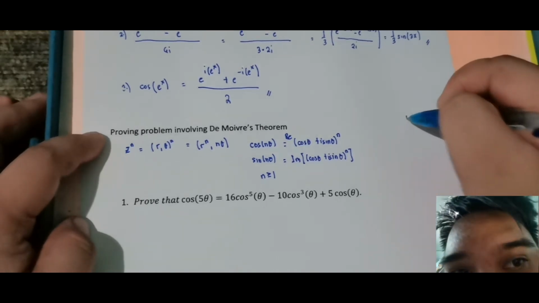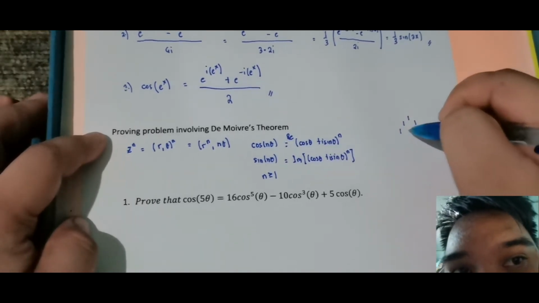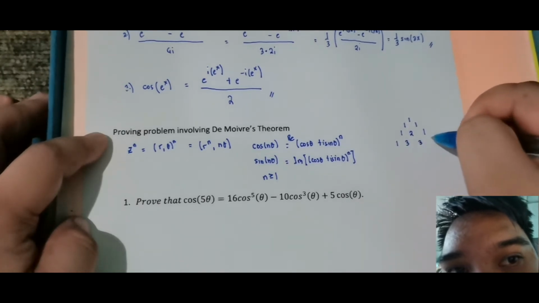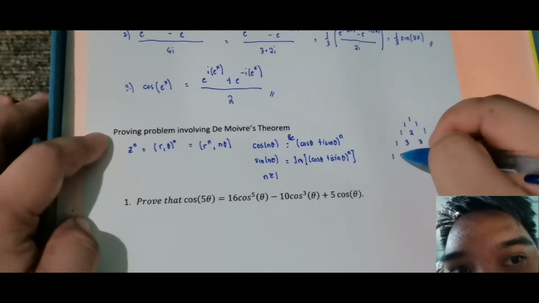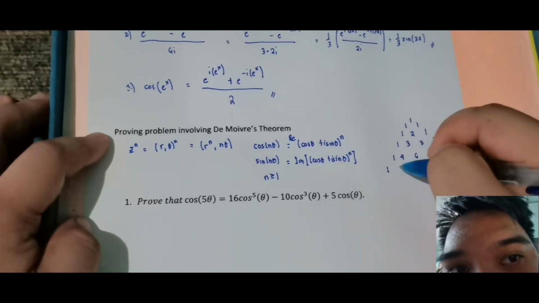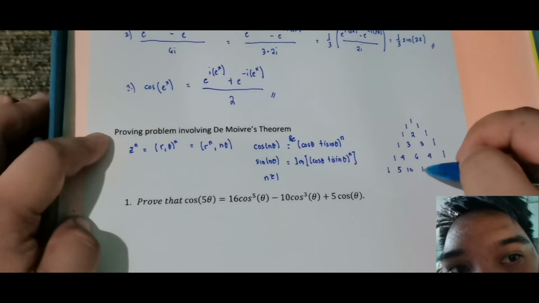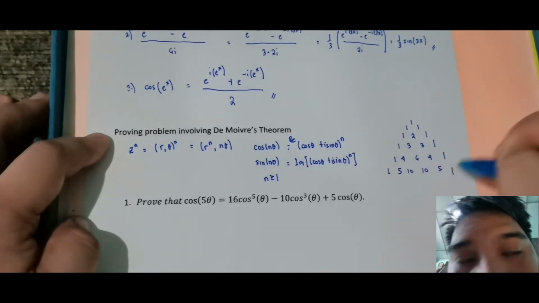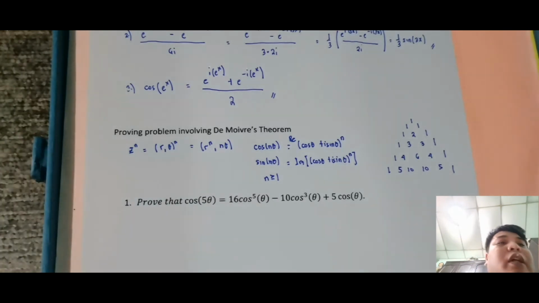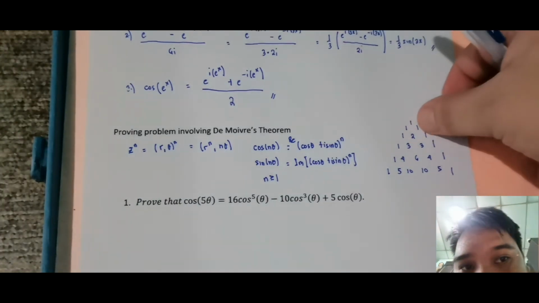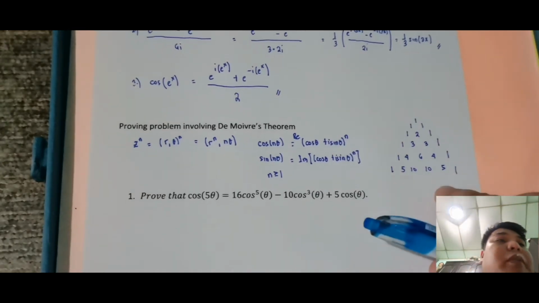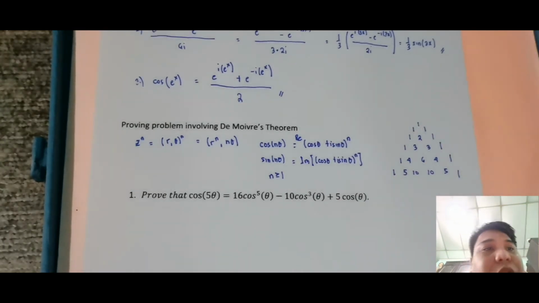So, if we have 1, 1, 1, 1, 2, 1, 1, 3, 3, 1, 1, 4, 6, 4, 1, 1, 5, 10, 10, 5, 1. So, I think familiar ka naman dyan. So, magagamit kasi natin yan pag-expansion eh. Kunyari, raised to 5. So, ito yung 0, 1, 2, 3, 4, 5. Ito yung 5. Ayan yung mga coefficient ng 5. So, kung 6, dagdagan mo lang konti.